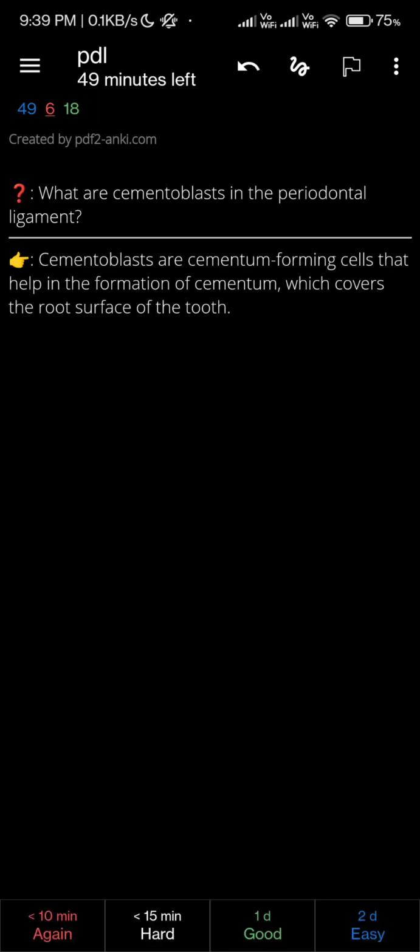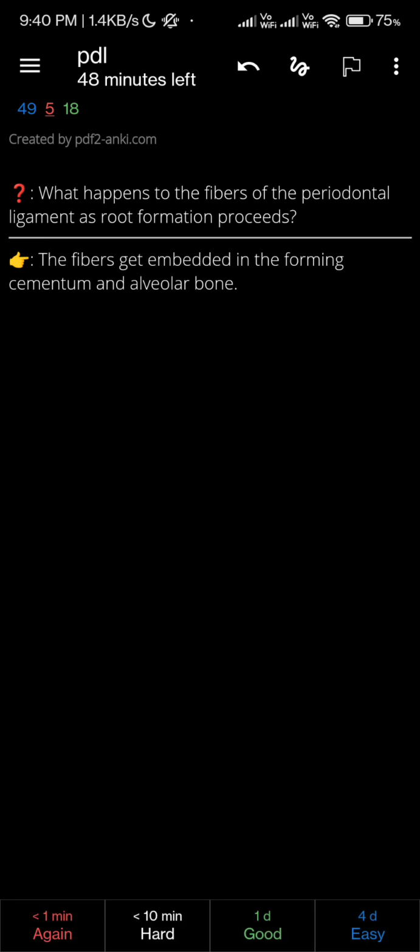So what are cementoblasts in the periodontal ligament? They produce cementum and cover the root surface of the tooth. So what happens to the fibers of the periodontal ligament during tooth formation? They get embedded in the developing alveolar bone and forming cementum.